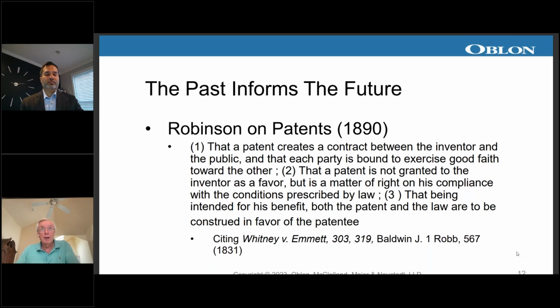And this is Robinson on Patents in 1890, laying out exactly what was going on, citing back to a decision in 1831. And again, he talks about it creating a contract. The patent is not granted to the inventor as a favor, but in return for his compliance with the enablement requirement. And this is the whole foundation.